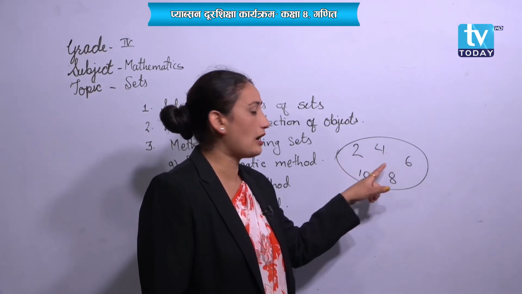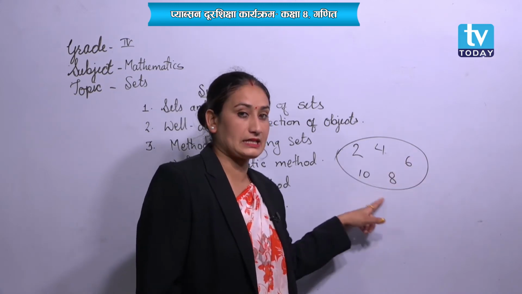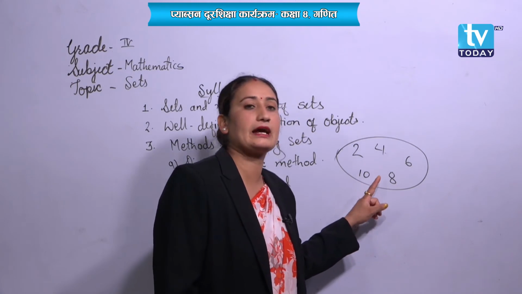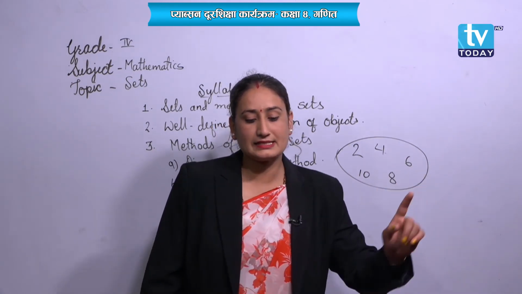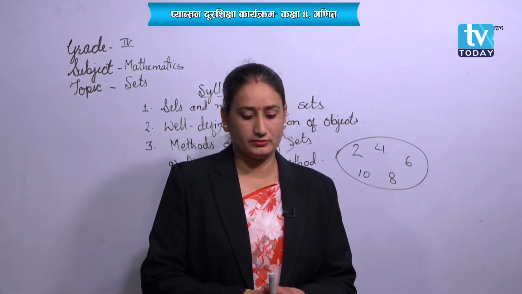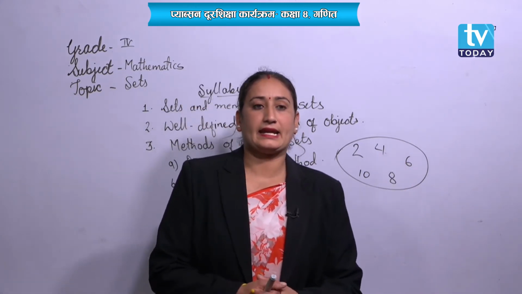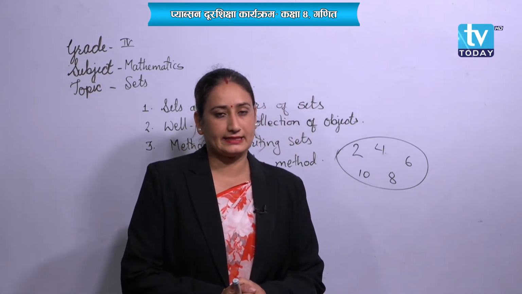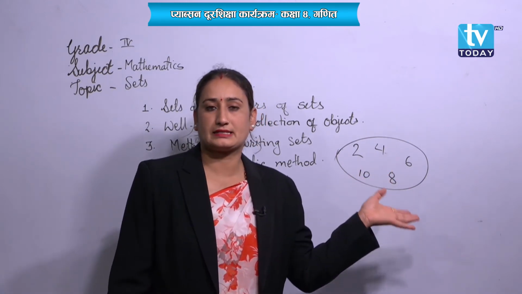How many members are there inside that figure? See, one inside this circle: 1, 2, 3, 4, 5. Then they are the members of the set. So from this also, students, we can say it is called a diagrammatic method of writing sets. Only by writing this, we can also show our sets.